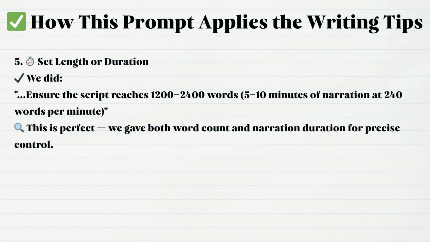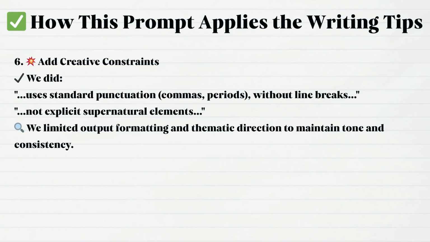Number 5, we set the length and duration. So this is what I put in the prompt. Ensure the script reaches 12K to 24K words, which is 5 to 10 minutes. So this is perfect because we gave both word count and narration duration for precise control. In this way, we can make sure our video created is within this expected duration.